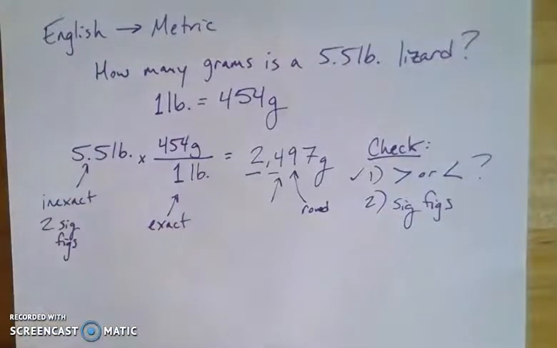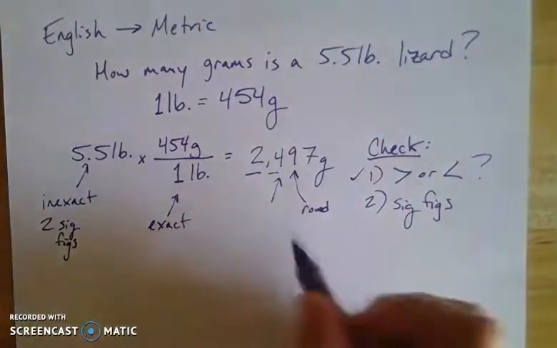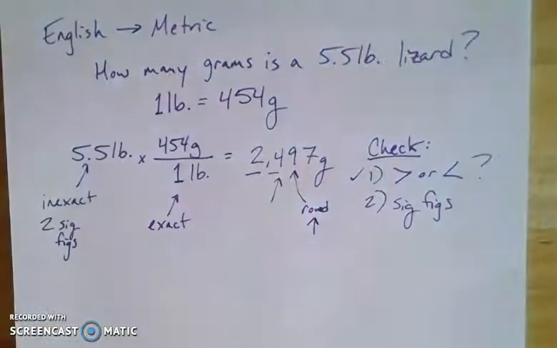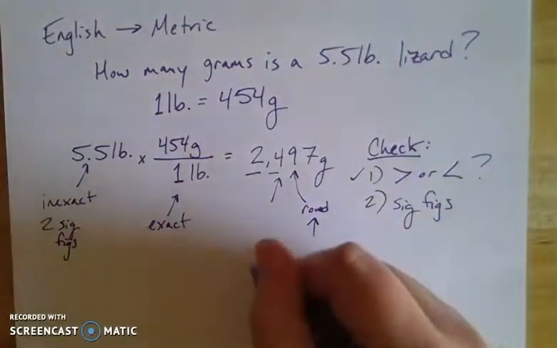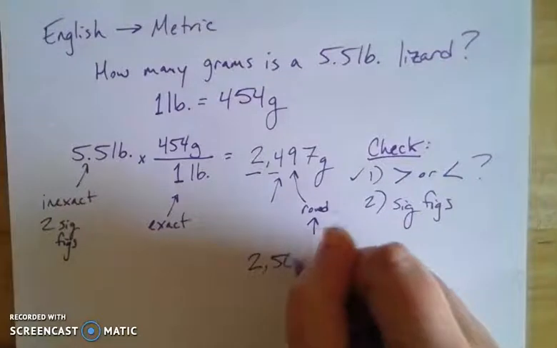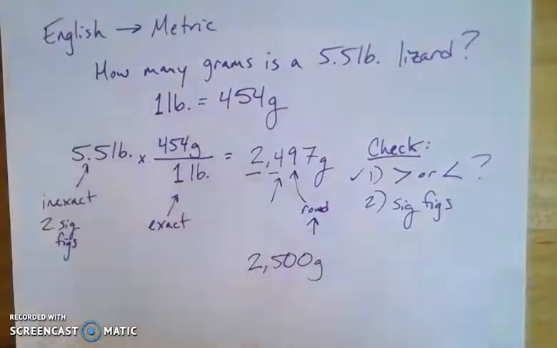That word is round. It doesn't look like round, but that's what it is. So we know that we're going to round up. In this case, it's greater than 5. So 1, 2 significant figures, grams.